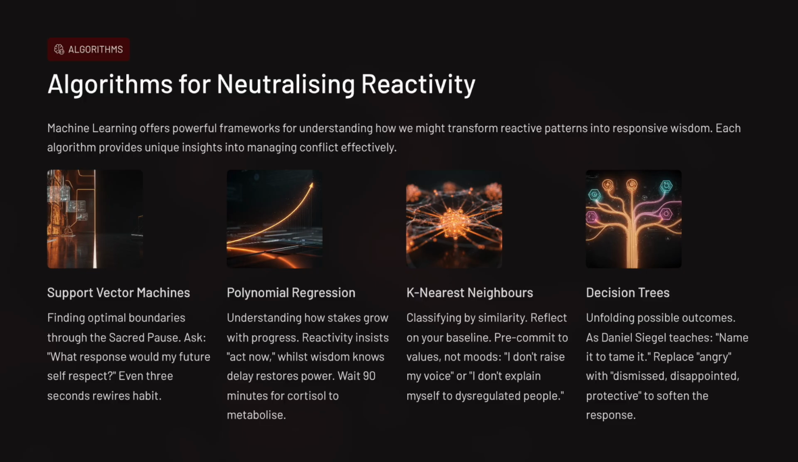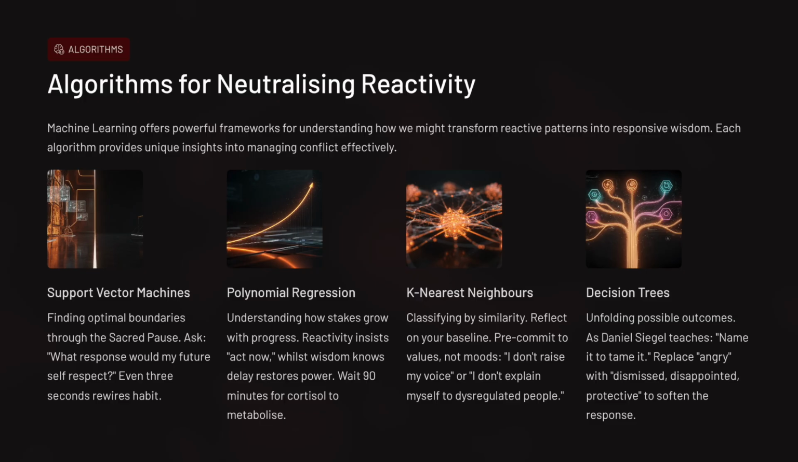K nearest neighbors, KNN, classifies new data by similarity. Reflect on your baseline to remain loyal to your image of yourself. ACT, acceptance and commitment therapy, advises us to pre-commit to values, not moods, so deciding who you are by saying, I don't raise my voice, or I don't explain myself to dysregulated people, will help reduce reactivity.